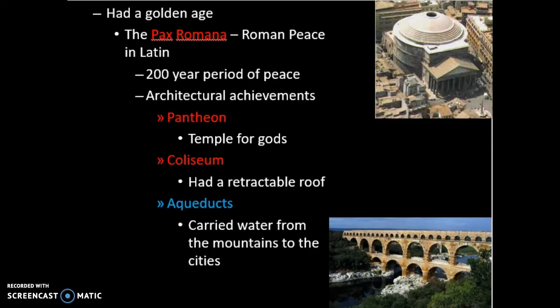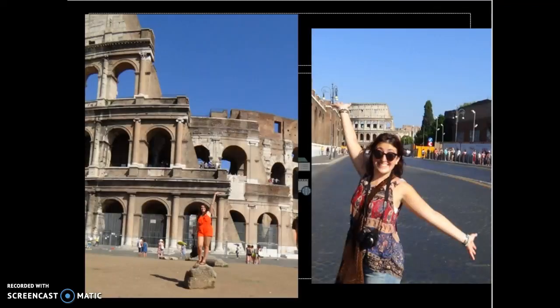You have the Pantheon, again, going back to that, outside of the architecture thing. The Pantheon was a celebration of the gods, and this was another way of the government giving back to the people, so that they had a house of worship for gods besides their own homes or temples they created at their home. They had the Colosseum, which has a retractable roof.